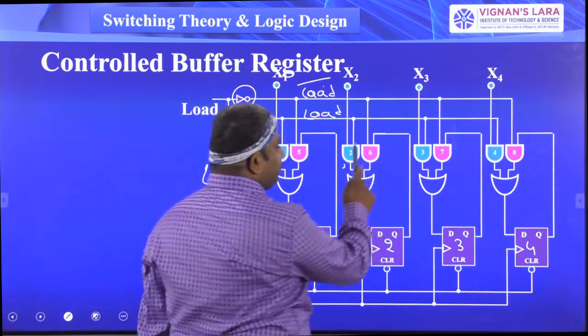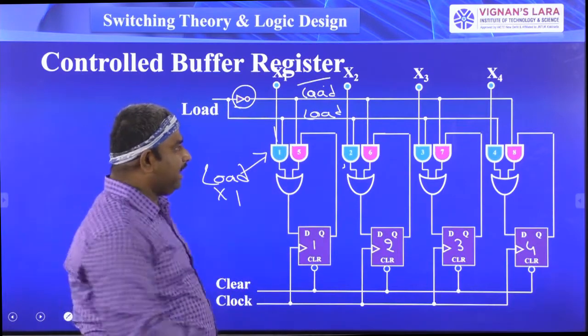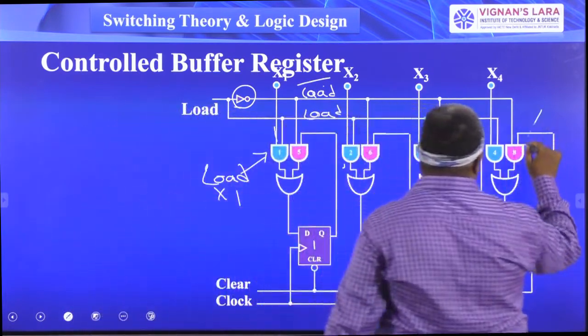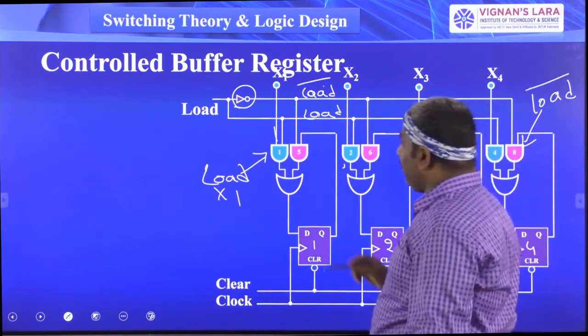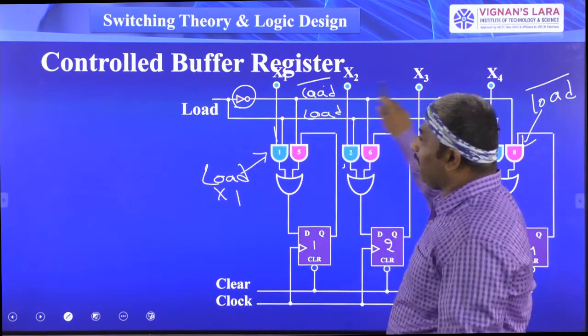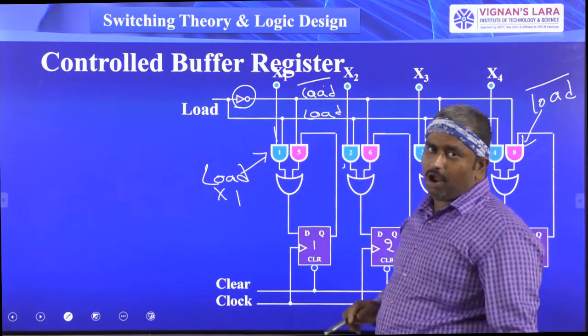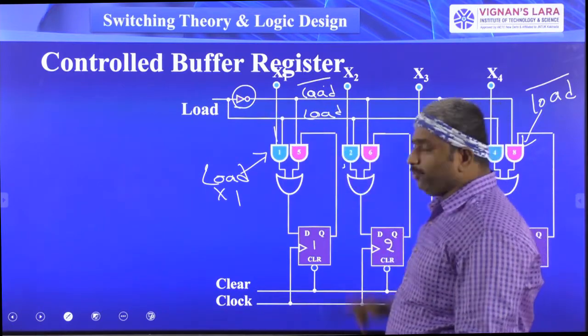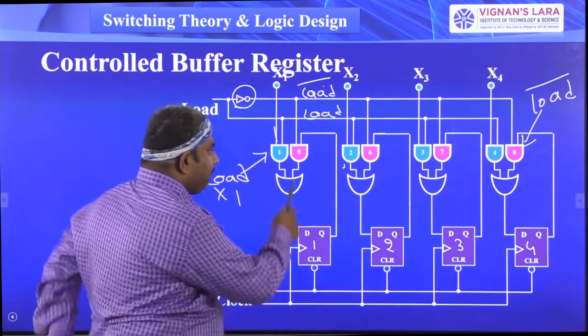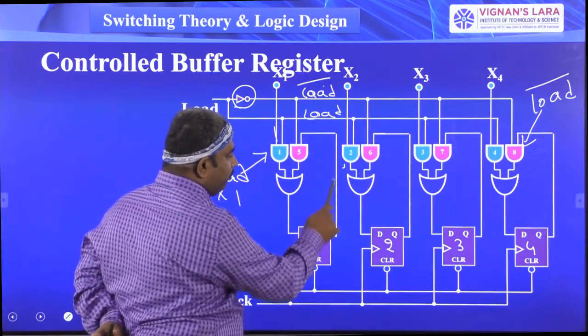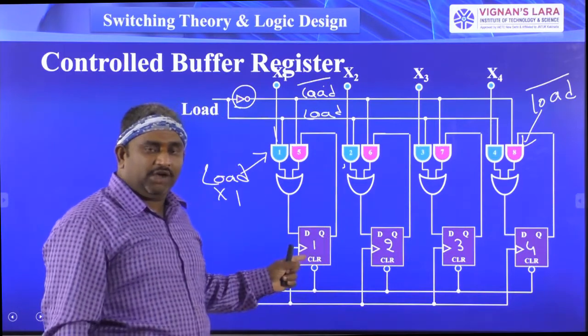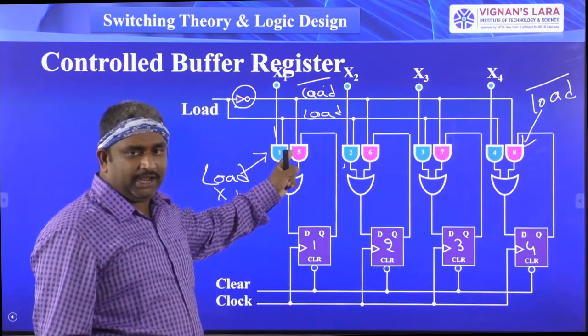Next, coming to the pink color AND gates. For the pink color AND gates, one input is equal to the load bar line, which is connected through the NOT gate. Next, another input of the pink color AND gates, 5, 6, 7, 8, is equal to the output of the first flip-flop for the first AND gate input.